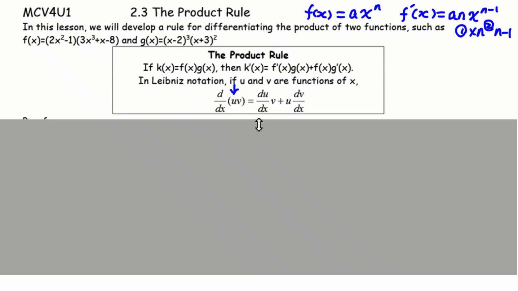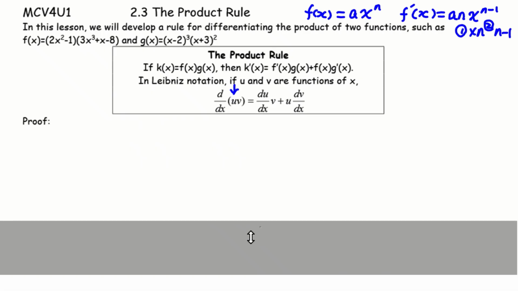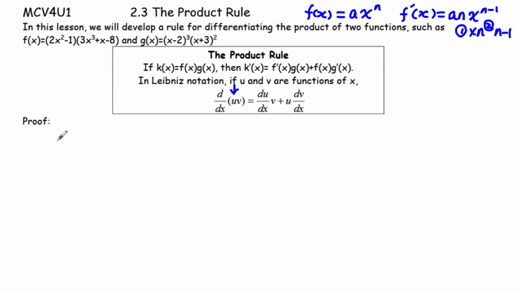Okay, and we want to see why it works. We call it a proof. So for the proof, we are going to use a first principles method. So we are going to start from the definition of the derivative as a slope of tangent.